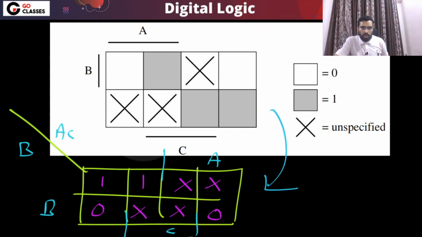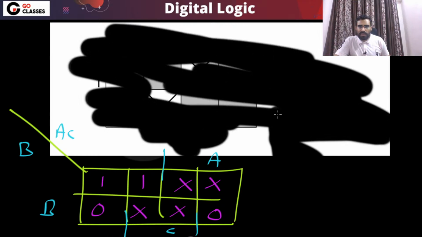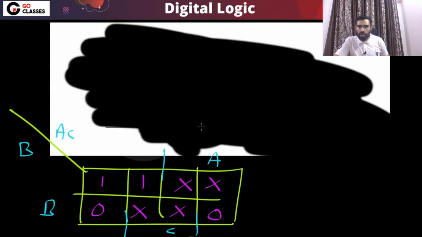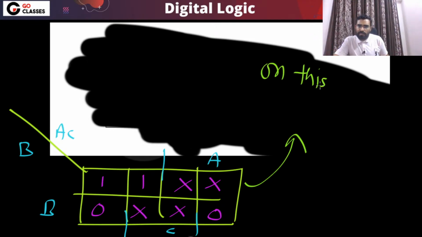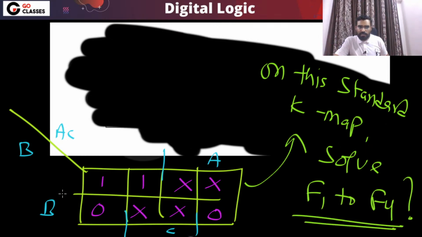Now on this you solve all the questions, please. Forget about the earlier one; on this K-map, solve all the questions from F1 to F4. This is your homework. On this standard K-map, solve F1 to F4. Is this clear, Nikhil? Please tell me.